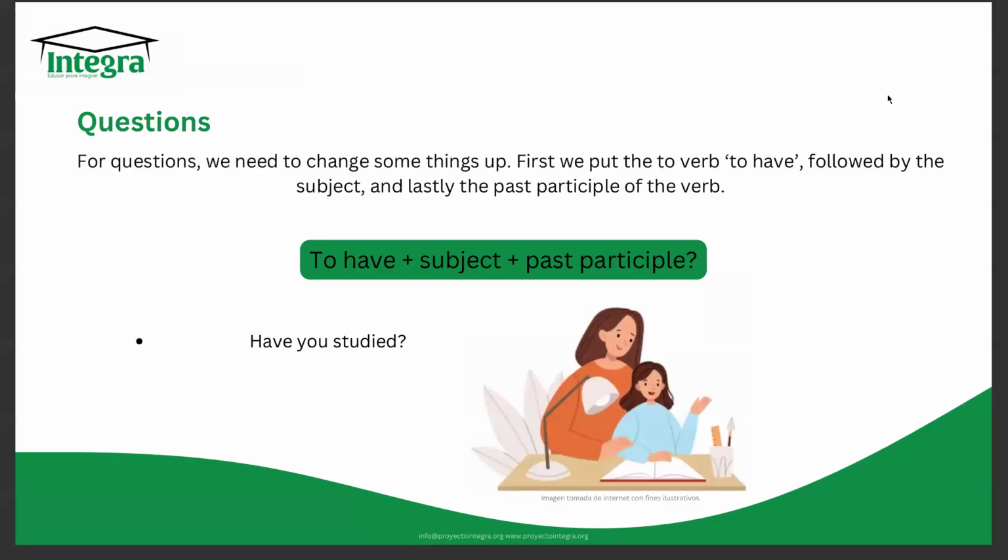To make questions, what we do as usual is we mix things up. We are going to use the verb to have first, and then we add the subject, and at the end, the past participle. So to have plus subject plus past participle. For example, have you studied? Have goes first, then you is the subject, then the past participle of study is studied.